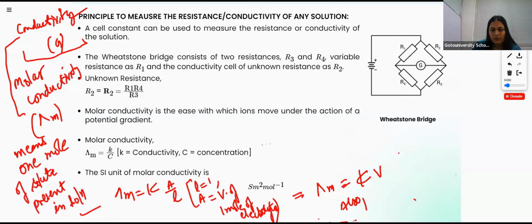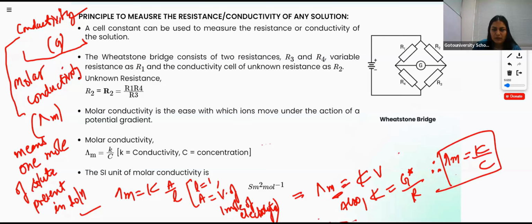Also, we know that kappa is equal to cell constant by resistance, right? So by substituting this kappa value here, we will find that lambda m, or molar conductivity, will become equal to kappa over C. This is molar conductivity, where kappa is conductivity and C is concentration.